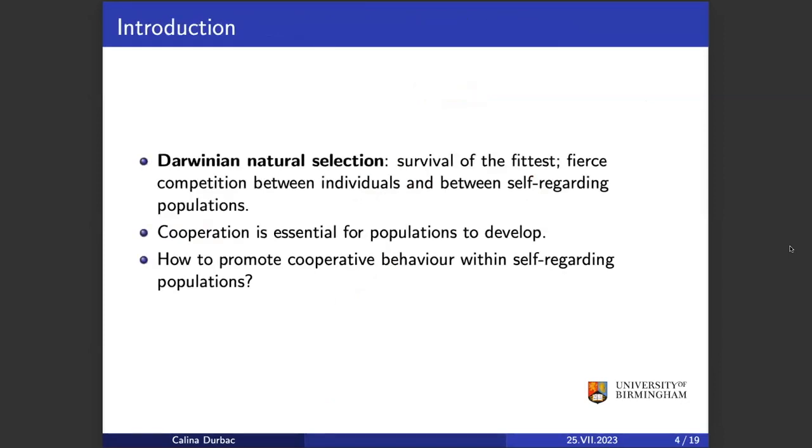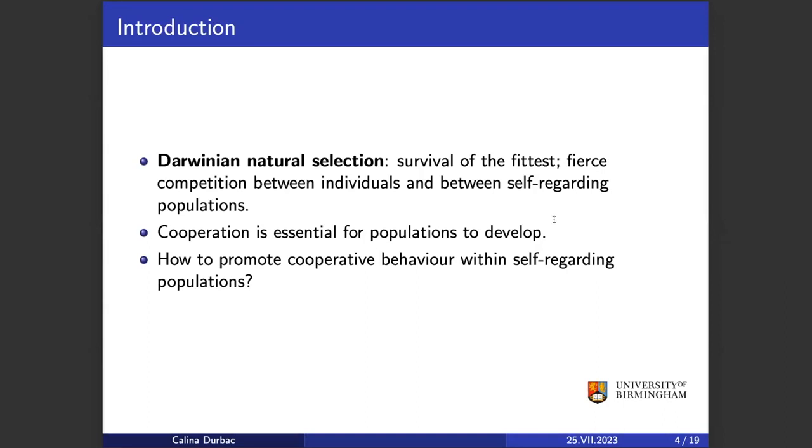What we know is that Darwinian natural selection involves survival of the fittest. We know there's plenty of competition between individuals and between self-regarding populations. However, we also know that cooperation is essential for populations to develop. And my favorite example to give here is, well, how humans come into existence. We start from being 2 cells, and those cells proliferate in order to create organs, and then systems of organs, and then, well, tiny humans, and then humans. So that's all possible because the cells have decided to cooperate.